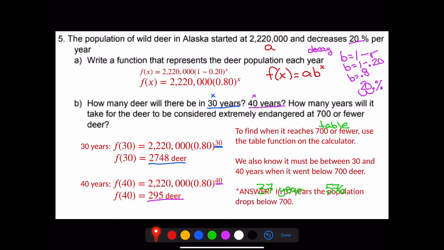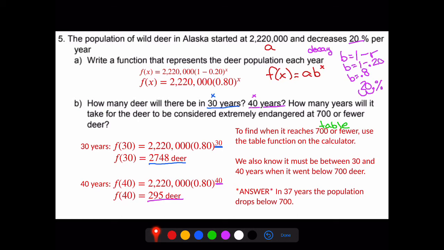So again, we're just going to take that number. In 37 years, the population drops below 700. So we want to take it the year after. So if I see that we're at 720 deer at year 36, that means that the next year will be under 700. So we're going to count it as the whole year, the next year that it occurs.